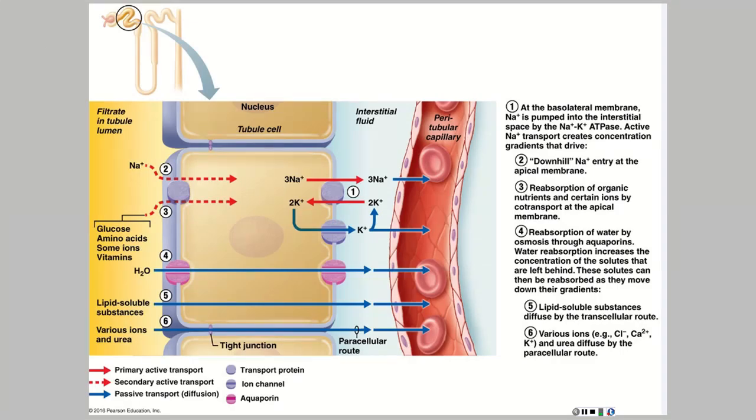So again, here's that same picture that we just looked at. We're reabsorbing these solutes, which allows water to come through. And right here, what do we see? This is an aquaporin. Here's another aquaporin on the other side. Water is coming through, trying to get to those solutes that we just reabsorbed.